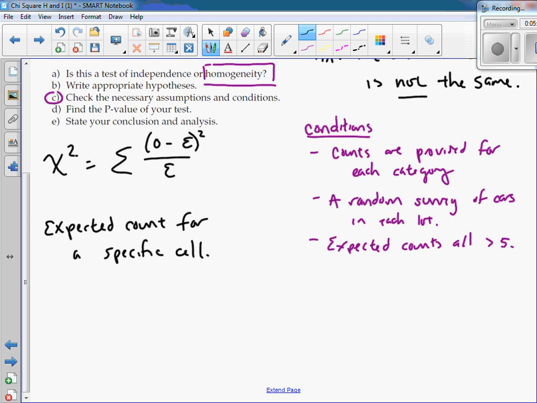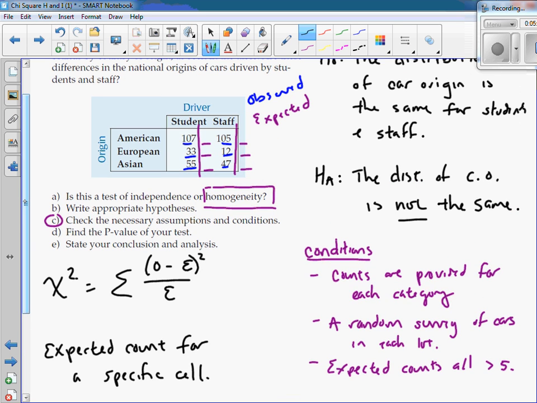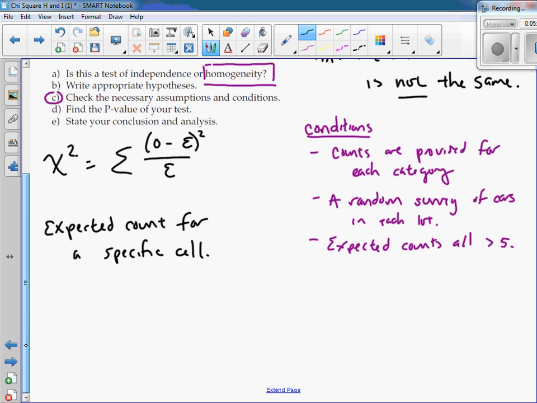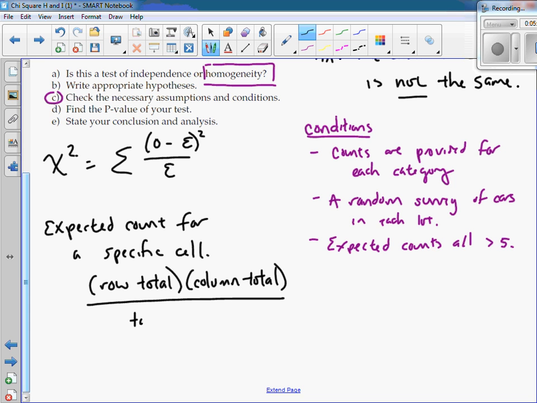So that means, if I want to know the expected count just for student drivers that drive European cars, I just want to know this one. They ask that a lot in the multiple choice questions. And they show you a formula that we don't talk about in our book, but it says you take the row total times the column total, and then you divide it by the table total.